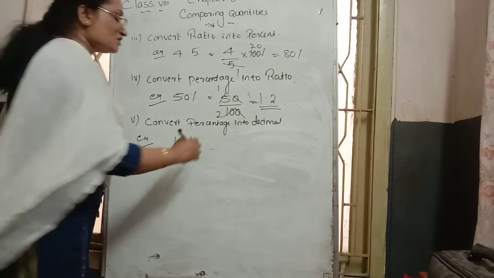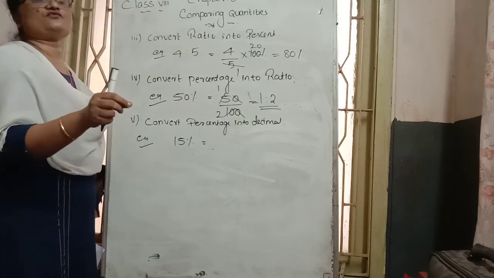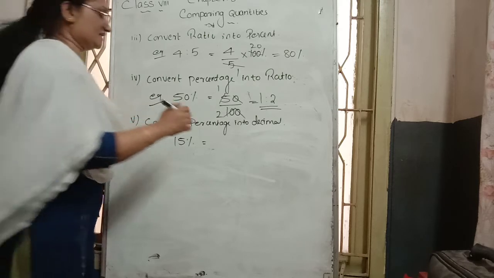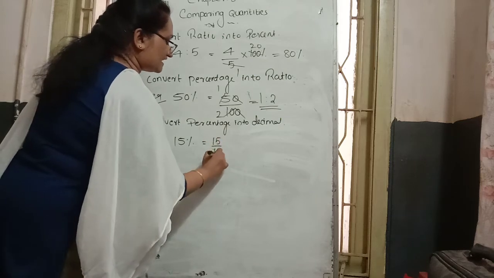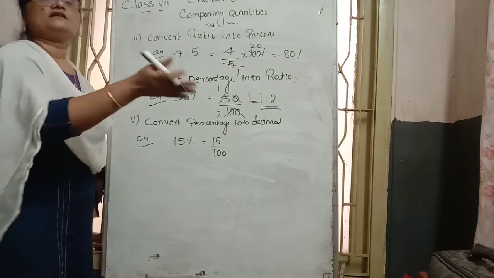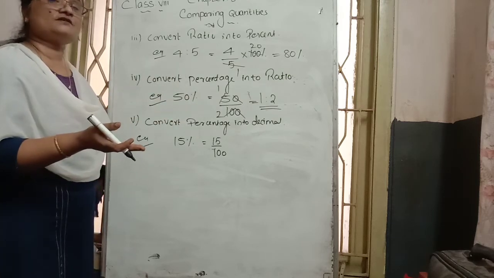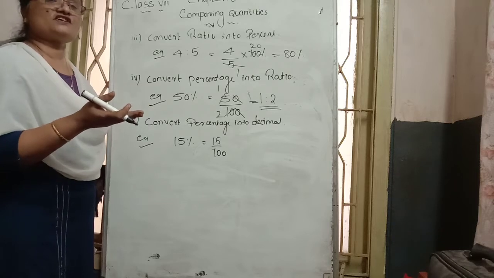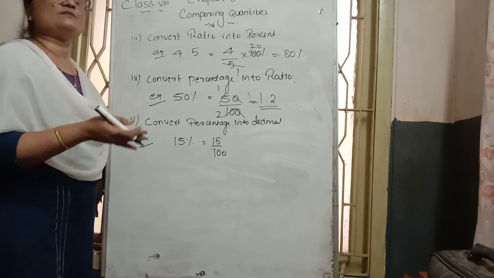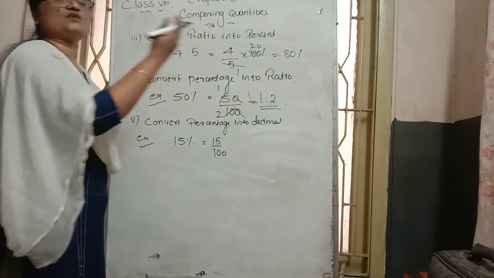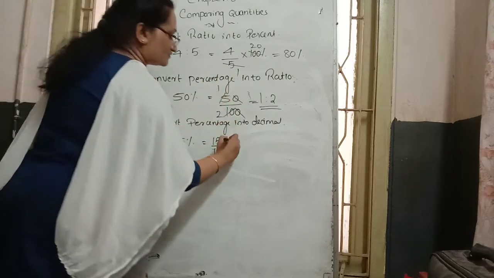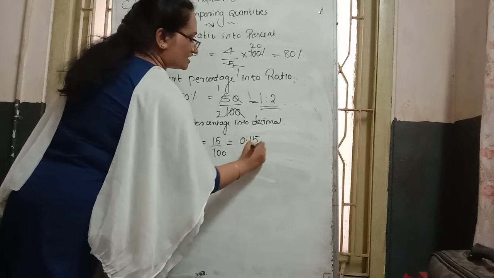How to write? First of all, we write it in fractional form. Divide with 100. So 15 is divided by 100 and remove the percentage symbol. Then decimal form. 15 by 100, we learned in 7th class, second chapter. How to write it in decimal form? When a number is divided by 100, from right to left take two places and put a decimal point. So we get 0.15.